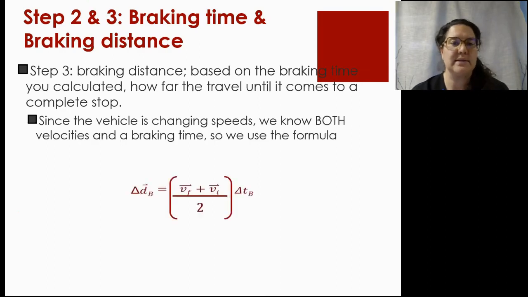So braking distance is based on the braking time, how far you travel until your vehicle comes to a complete stop. Since the vehicle is changing speed, we know both velocities and the braking time, so we're going to use the formula: displacement is equal to final velocity plus initial velocity, divided by 2, multiplied by time.